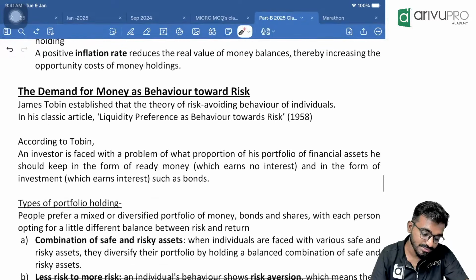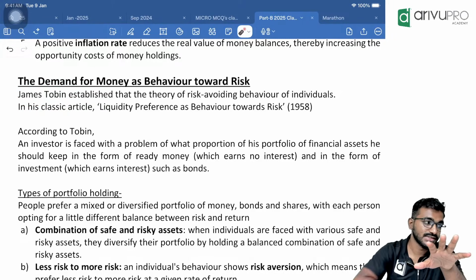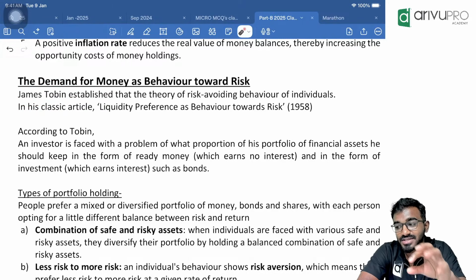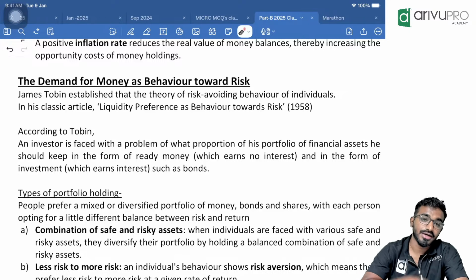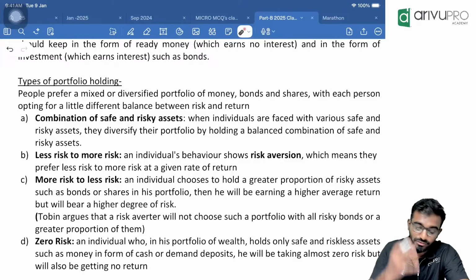Last but not the least, behavior towards risk. James Tobin. See, James Tobin said, see boss, as an individual, to what extent are you ready to take a risk? What is that risk-taking ability that you have got? What all are the risks that you are planning to take? That he will be explaining. See, very simple concept here. Tobin said, see boss, as a risk averter, as a risk taker, you have 4 options.